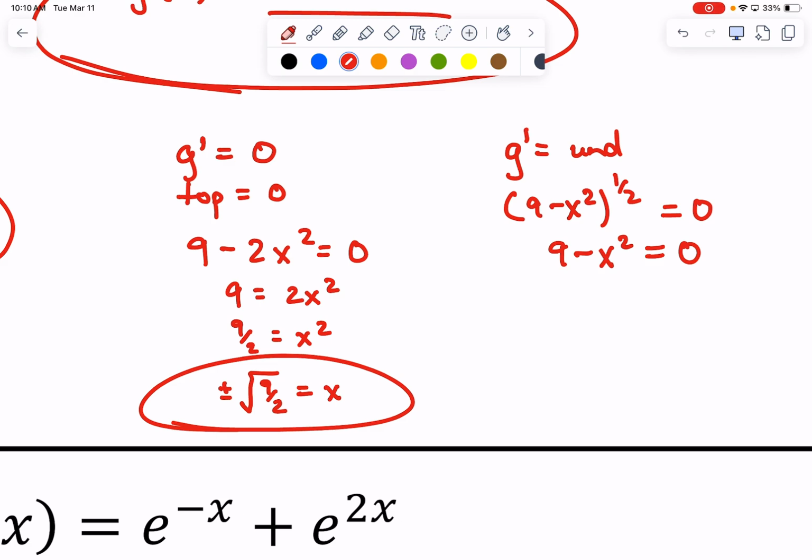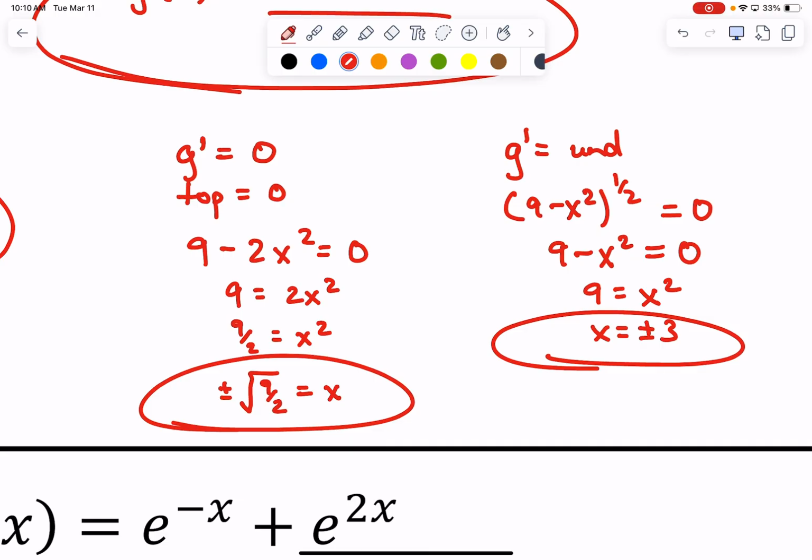Okay. This right here is going to give me 9 is equal to x squared, which is going to give me x equals plus or minus 3. So I got a lot of critical values here going on. So sign analysis is going to be a little whack.